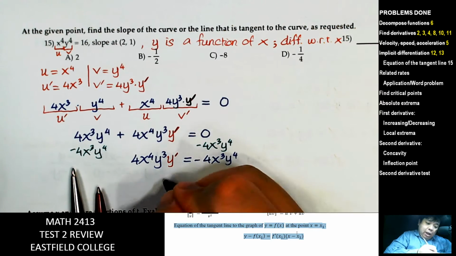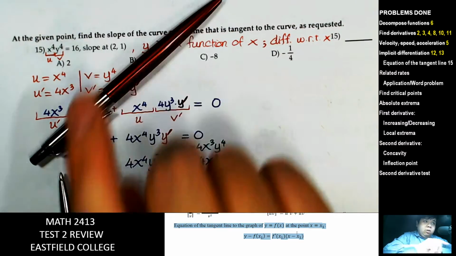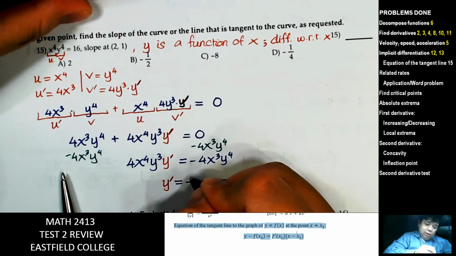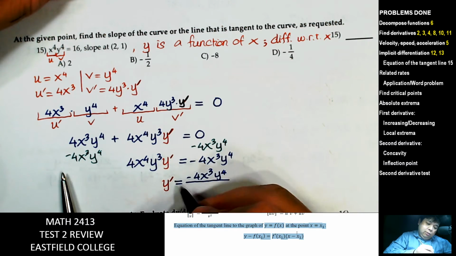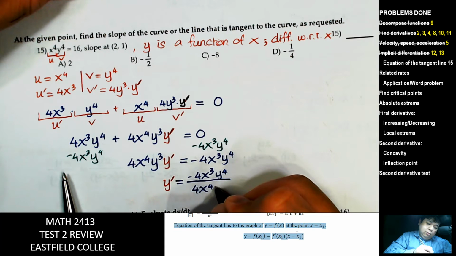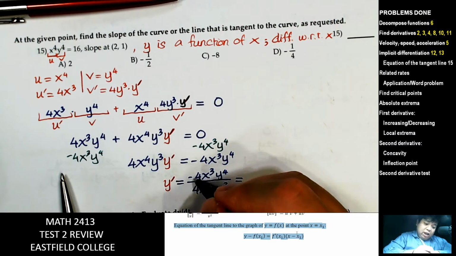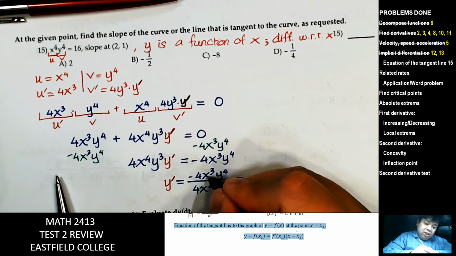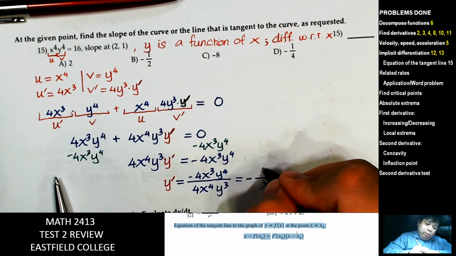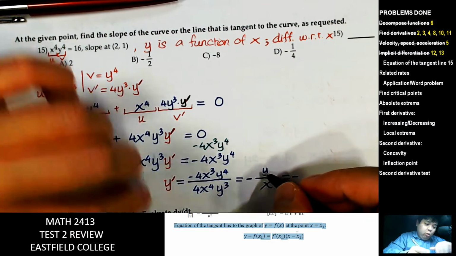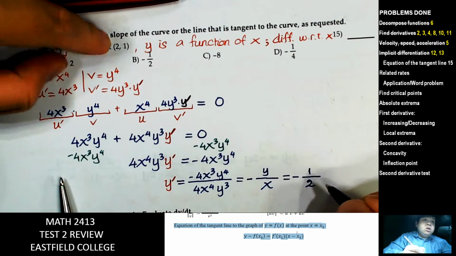And then divide. So y prime equals... a lot of things cancel out, so we just have negative x cubed and x fourth cancel. We have x at the bottom, y fourth and y cubed, we have y on the top, so we have negative y is 1, x is 2, so we have negative 1/2.